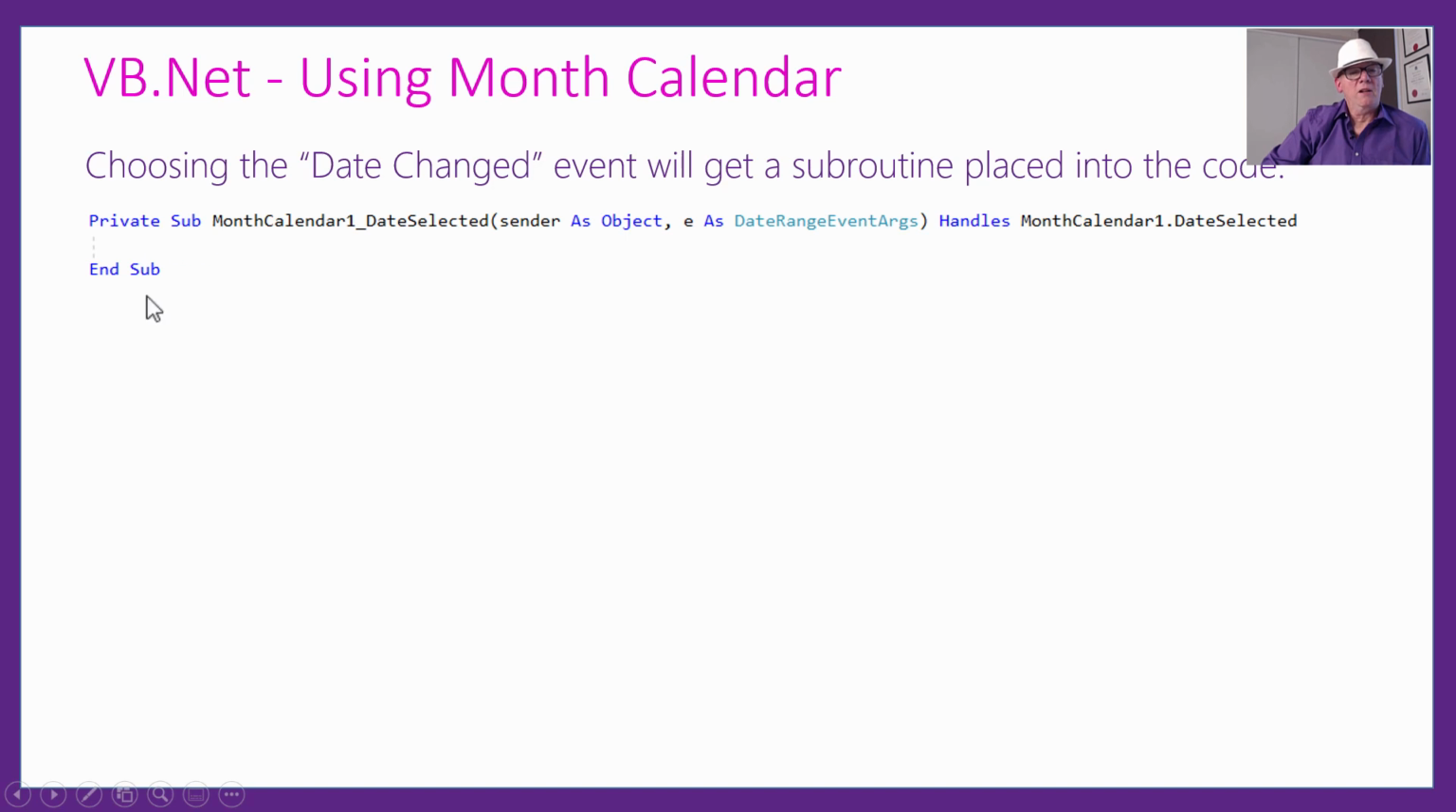And then what that does is it writes the code we need. So it's set up here a little subroutine. So we're not actually using the load subroutine. We're using this subroutine, which that picking and clicking to make an event just generated for us. So this is going to say on your MonthCalendar1, when they've selected a date, do whatever is inside this subroutine.